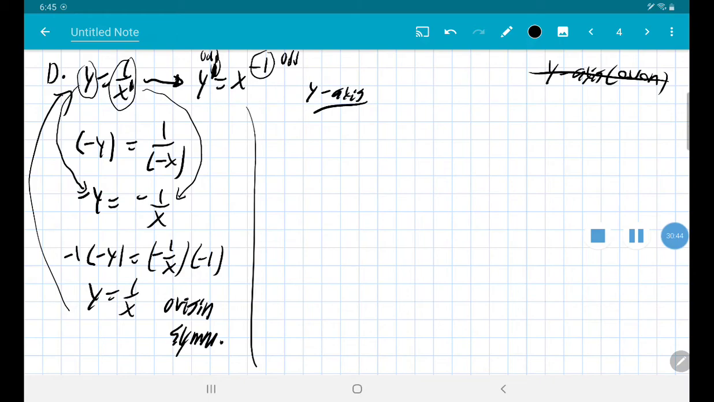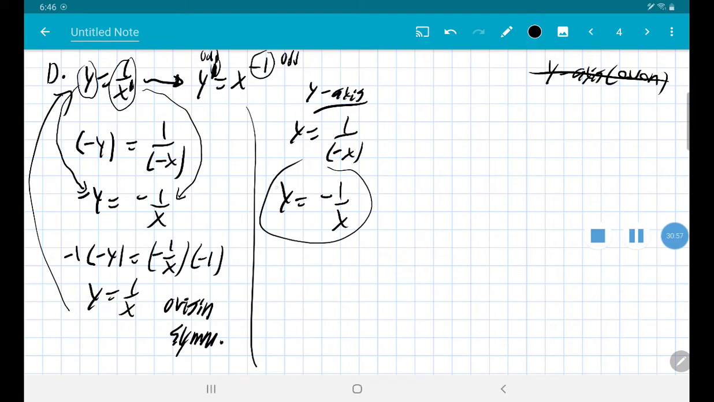To test for y-axis symmetry, I'm going to replace x with negative x, which gives me something that looks nothing like what I originally started with. Some signs changed, some signs did not. So some change, some don't. That means a lot of nothing.